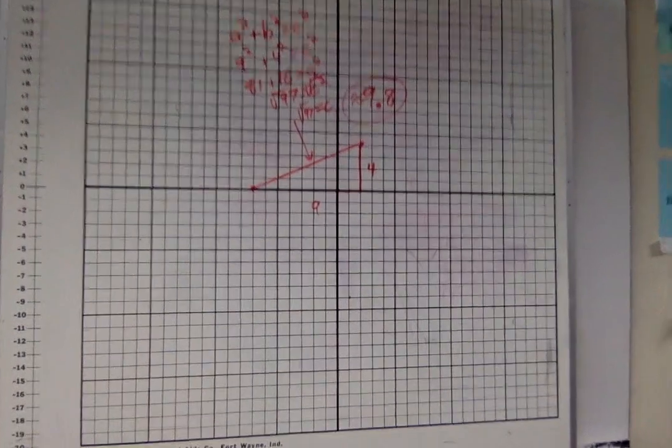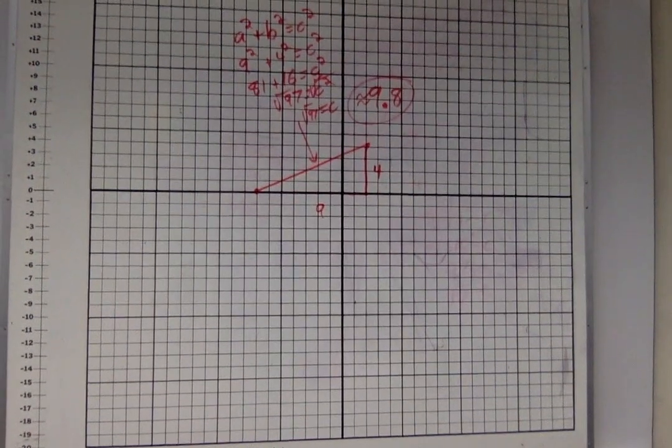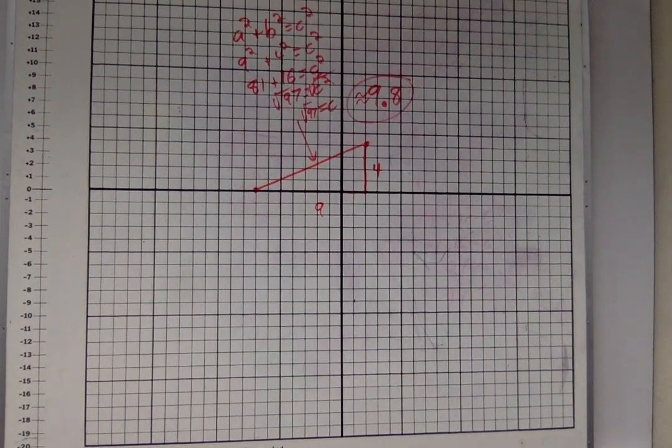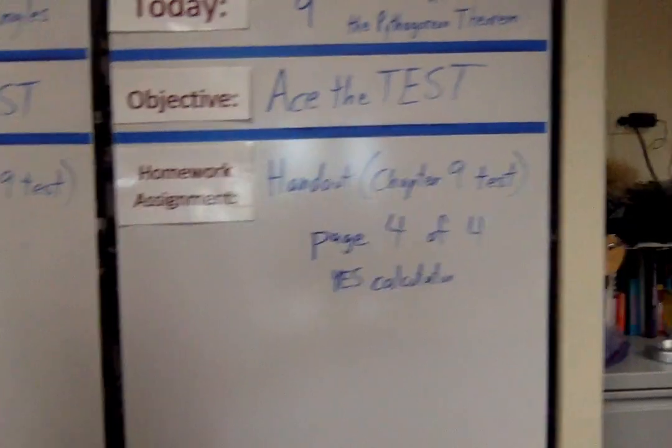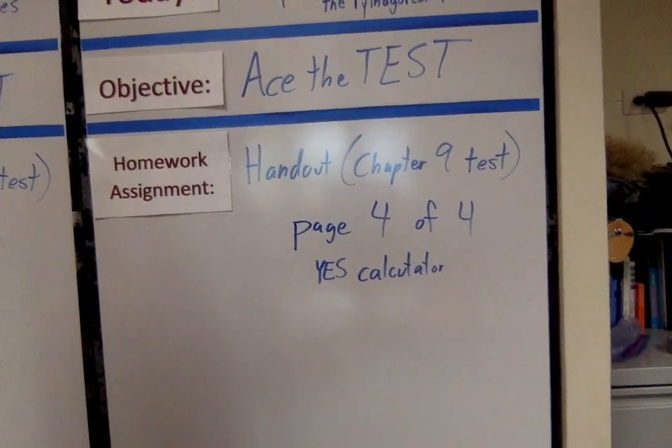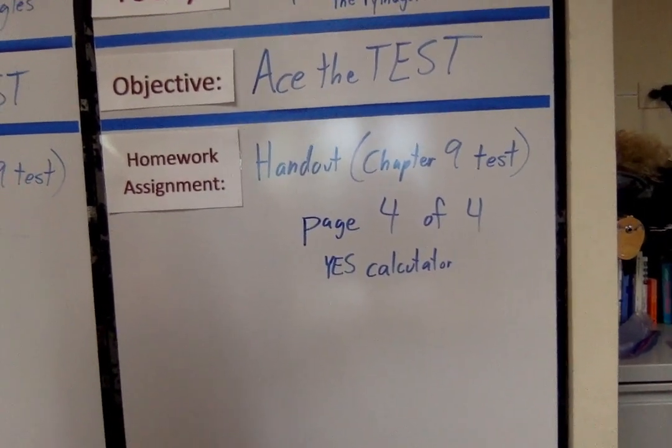One last little peek. And then let's talk about today. You guys got the last page of your test today. Oh, and it's a doozy. You get ready. Homework today, everybody. Let's finish off this test. Chapter 9 test, you got to do page 4 of 4. Yes, you can use a calculator.